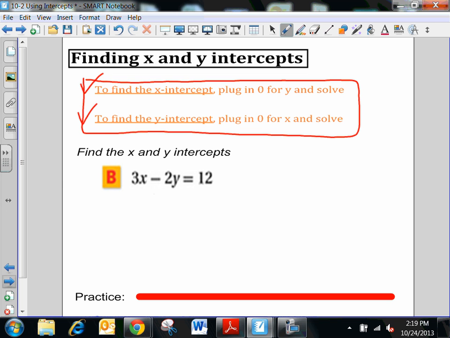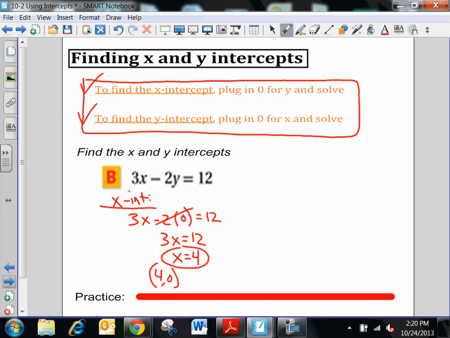So question B right here, we're going to find the x and y-intercept. So to find the x-intercept, I'm going to plug in 0 for y. So that will be 3x minus 2 times 0 equals 12. When I plug in 0 for y, this whole term will go away. So I will get 3x equals 12. So x is equal to 4. So my x-intercept here is (4, 0), or 4. Okay?